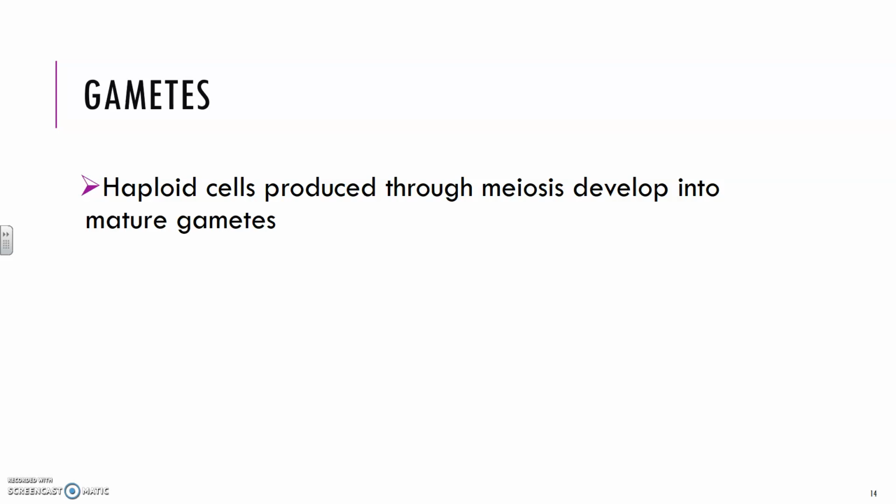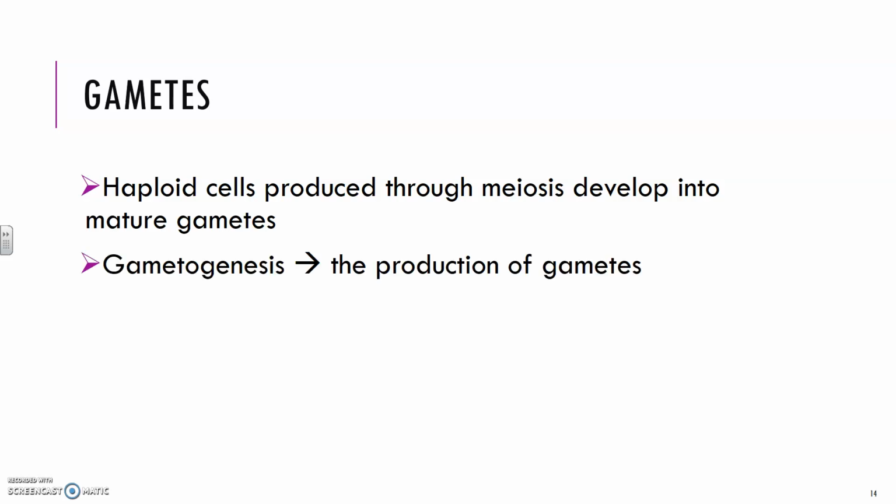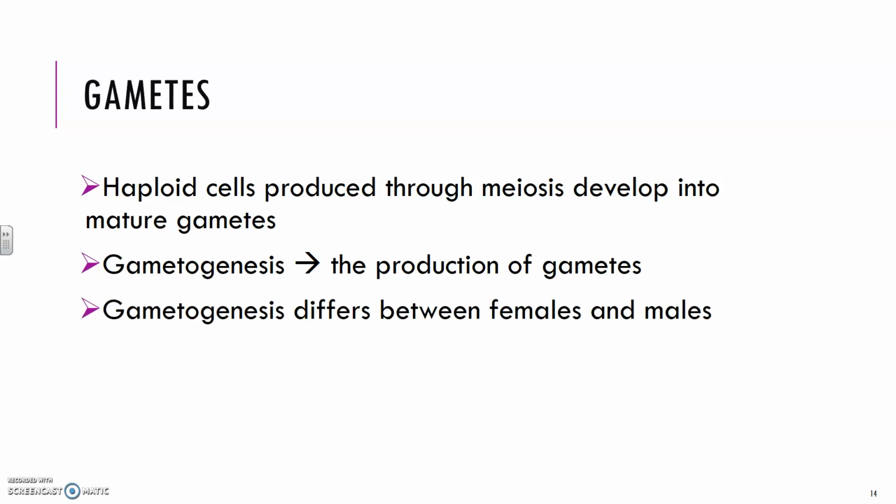So the haploid cells that are produced through meiosis will develop into mature gametes. You know them better as eggs or sperm. They mature through a process called gametogenesis. Of course, they had to come up with a difficult to say word that basically means gametes being created. It is the production of gametes. So gametogenesis differs between males and females, which you might expect simply because it's producing two different types of gametes.